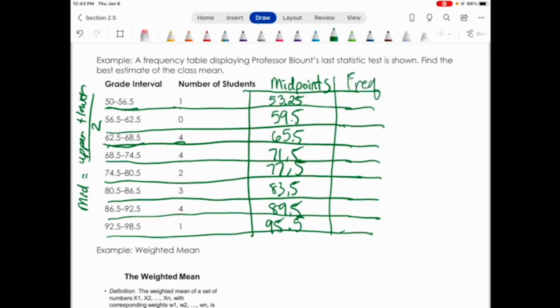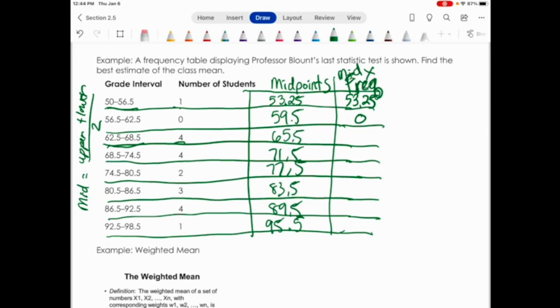frequency, because I know that I'm going to have one number that's around 53.25. I want to make sure when I take my mean that I add in a 53.25. So I'm going to take 53.25 times 1. That gives me 53.25. In this column, this is my midpoint times my frequency. Now I'm going to take my number of students in the second class and multiply by 59.5. Well, there's no grades on that interval, so this is just going to be 0.